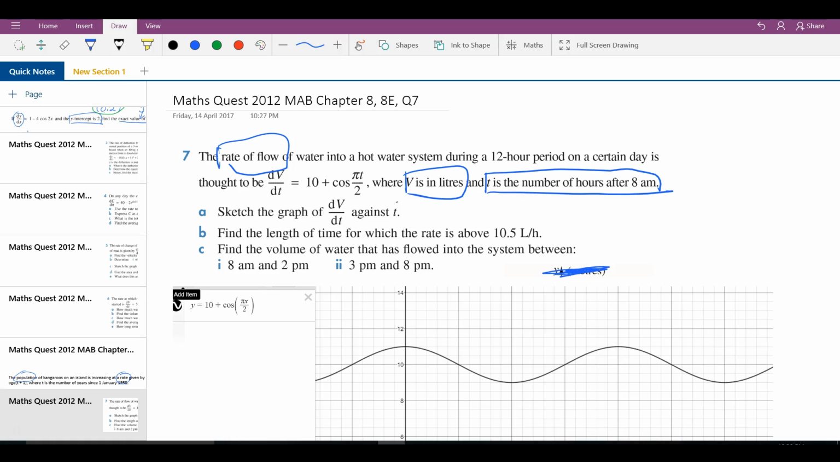Oh, getting nearly to the end. Find the volume of water that has flowed into the system between 8 AM and 2 PM, and 3 PM. Oh, okay, here it comes. We have to find the volume of water. This one doesn't give us the volume; it gives us the rate. So we have to integrate. We have to move the dt to that side and integrate to give us V.